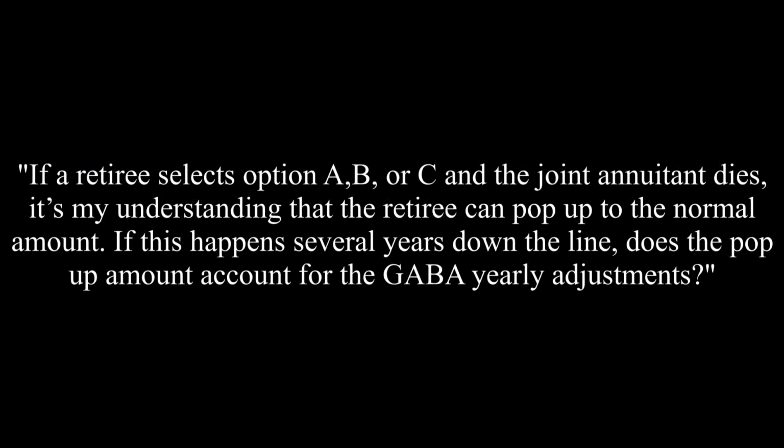Second question, if a retiree selects option A, B, or C and the joint annuitant dies, it is my understanding that the retiree can pop up to the normal amount. If this happens several years down the line, does the pop-up amount account for the GABA yearly adjustments? Yes, it does. So if it's several years down the road, you've already received several GABA increases over the years, then when it pops up, it does consider those GABA increases in those amounts and the calculations.